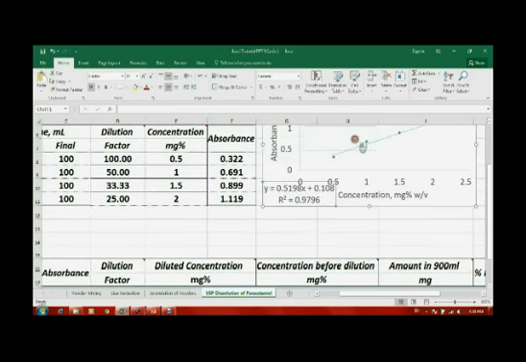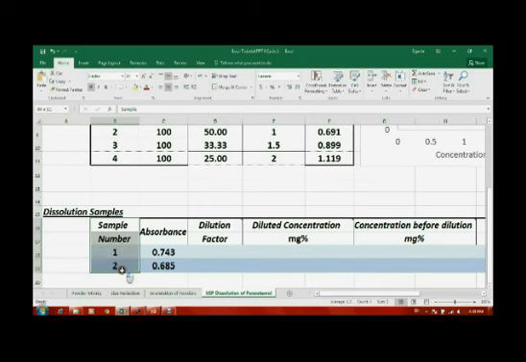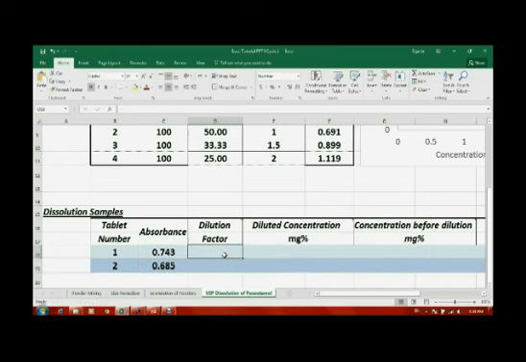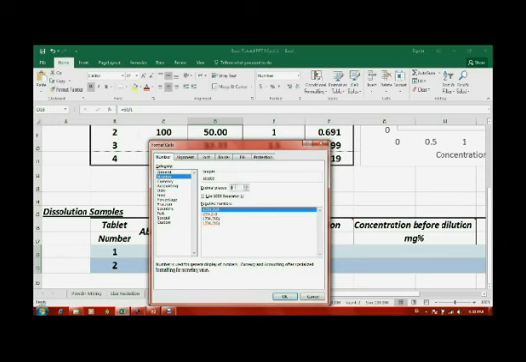Here, we tested 2 tablets or 2 samples. What is the dilution factor here? Always calculate dilution factor as final volume divided by initial volume. Remember, samples before being tested for their absorbance were diluted: 1 ml of the sample was withdrawn and completed up to 50 ml in a volumetric flask, using, of course, the medium. The diluted concentration of the sample will be calculated using the calibration curve equation.